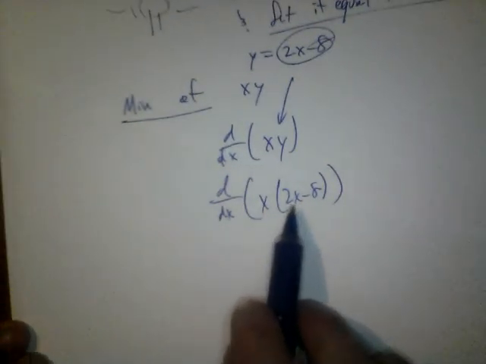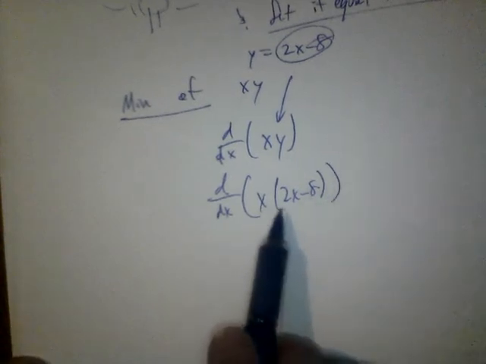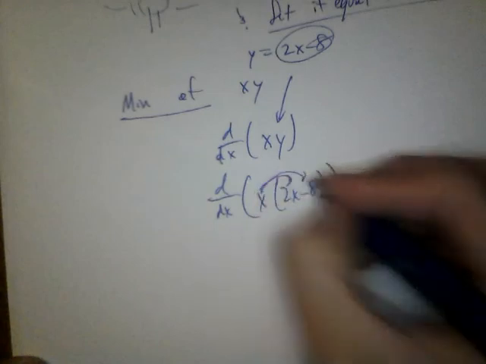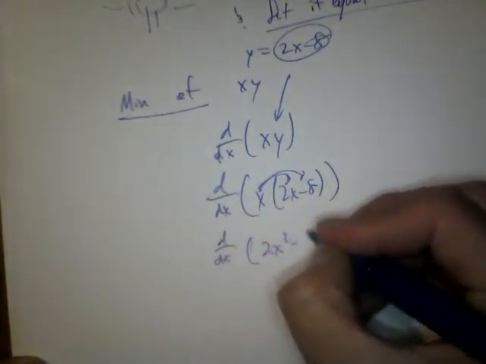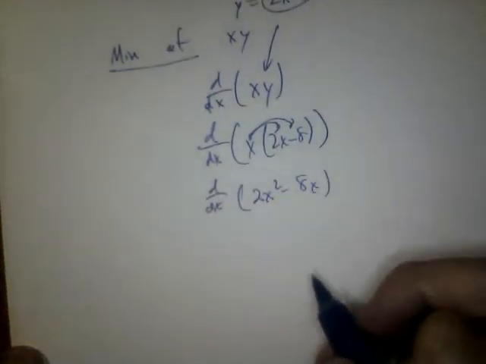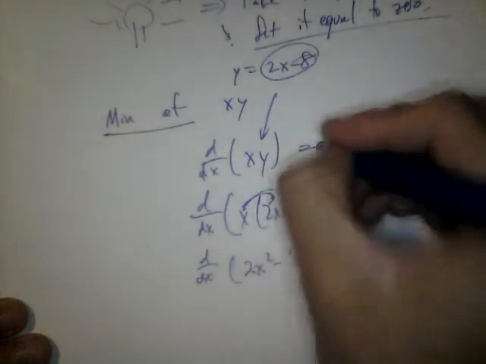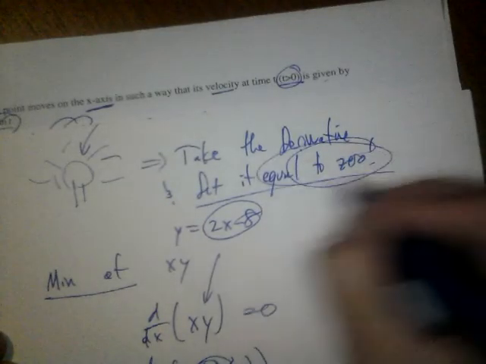Now, I saw on a lot of your papers here, what you did is use the product rule. That's fine, but it's also a waste of time because you could have just distributed and used the power rule instead. So you get the derivative of 2x squared minus 8x. And then you take this derivative and we're going to set it equal to 0. Forgot that part, remember? Set it equal to 0.